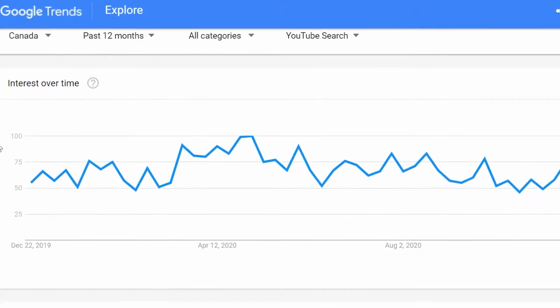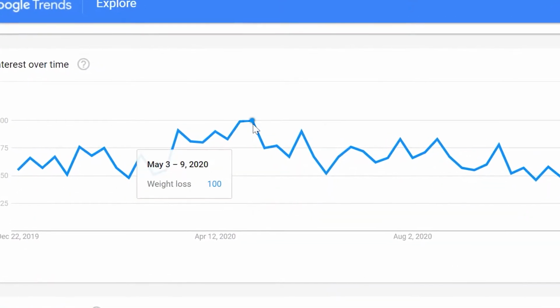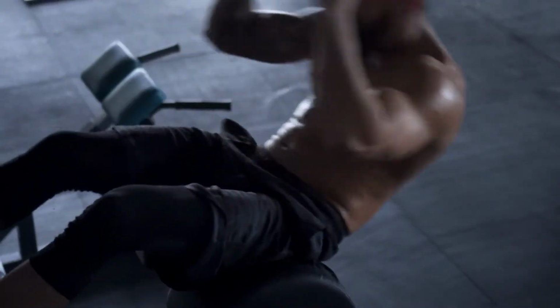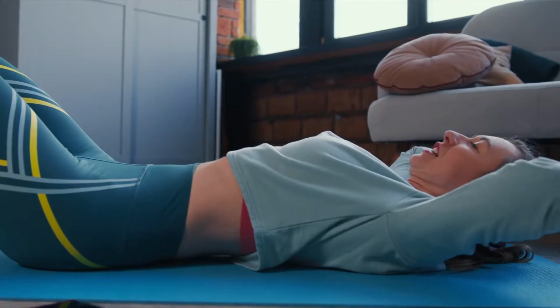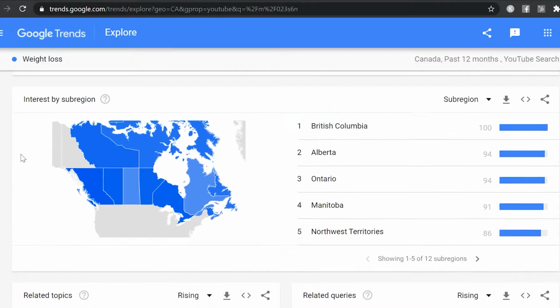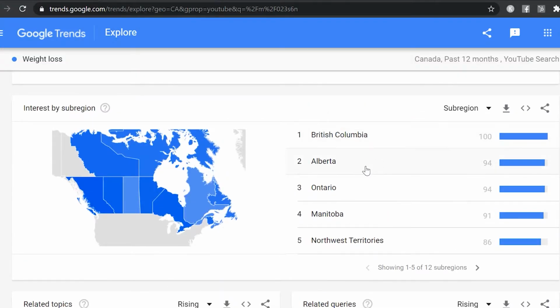Once you hit the search here, interest over time, it peaked in May. Makes sense because everybody wants 6-pack abs for the summer. And then we can also see which country has the most amount of search for that.